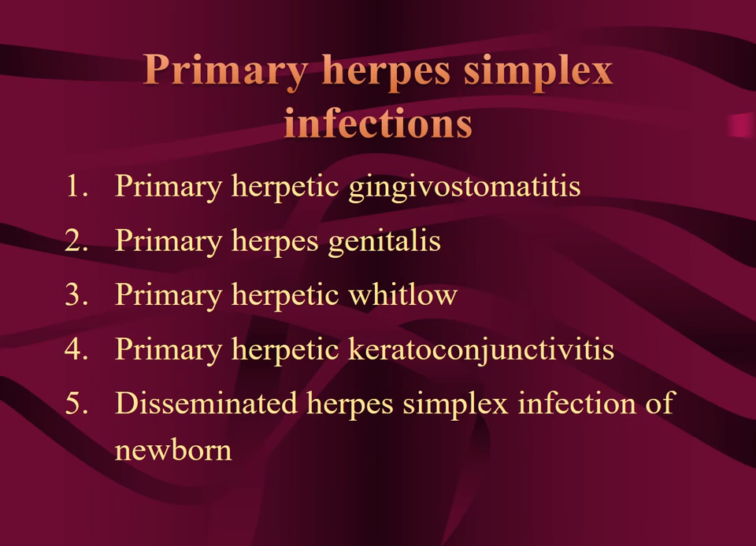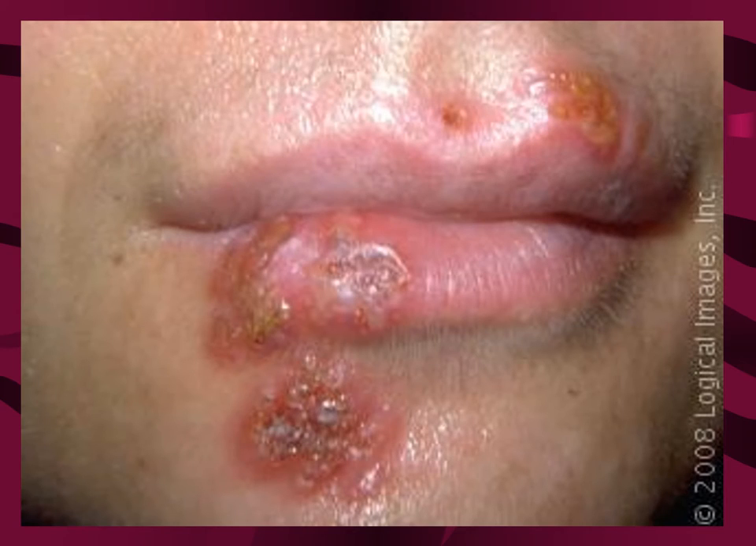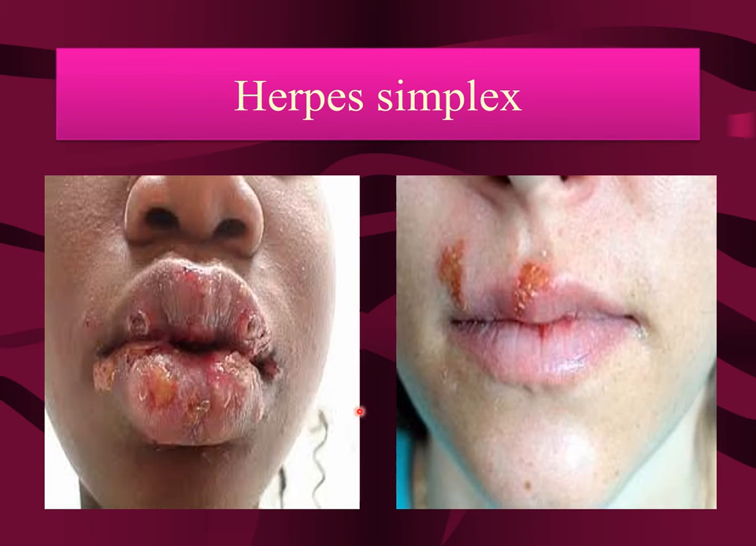Clinical manifestations of primary herpes simplex infections may be in different localizations: primary herpetic gingivostomatitis, primary herpes genitalis, primary herpetic whitlow, primary herpes keratoconjunctivitis, and disseminated herpes simplex in newborns. And in this picture, we can see herpes labialis. At this picture, we can see the same herpes labialis.